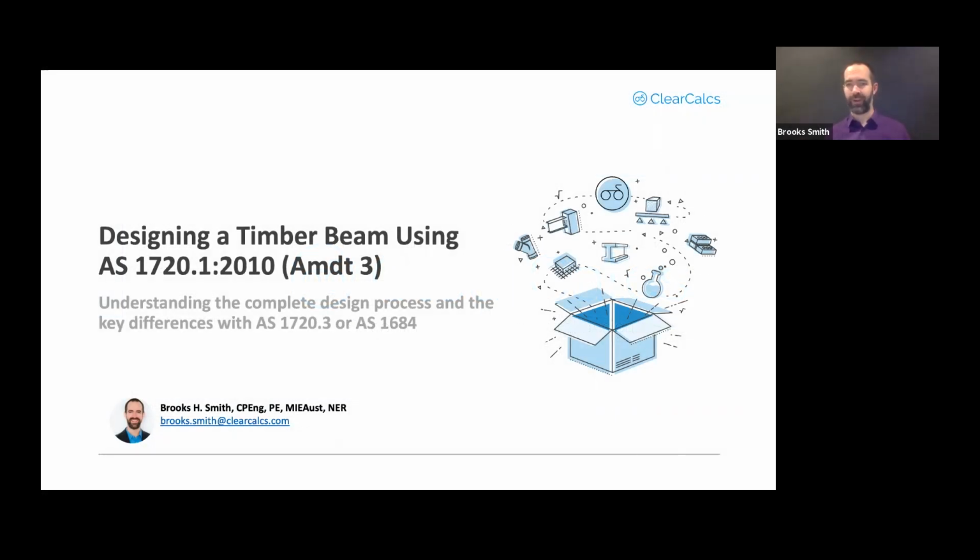Welcome to today's webinar on designing a timber beam using AS1720.1. We're going to talk about the complete design process for designing a timber beam, as well as some of the differences to AS1720.3 and 1684.